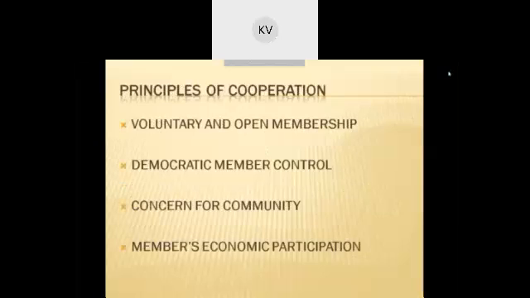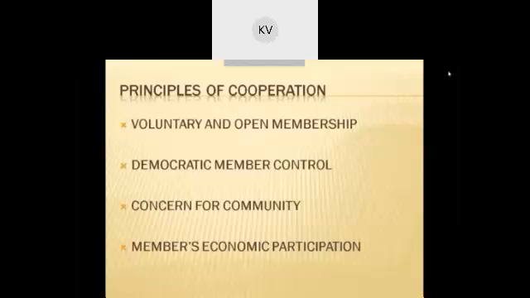And then principles of cooperation. See, without any principles, we cannot do anything, no? So the main principles we are going to see: voluntary and open membership. Cooperatives are voluntary organizations open to all people able to use their service and willing to accept the responsibility of membership without gender, social, racial, political, or religious discrimination.